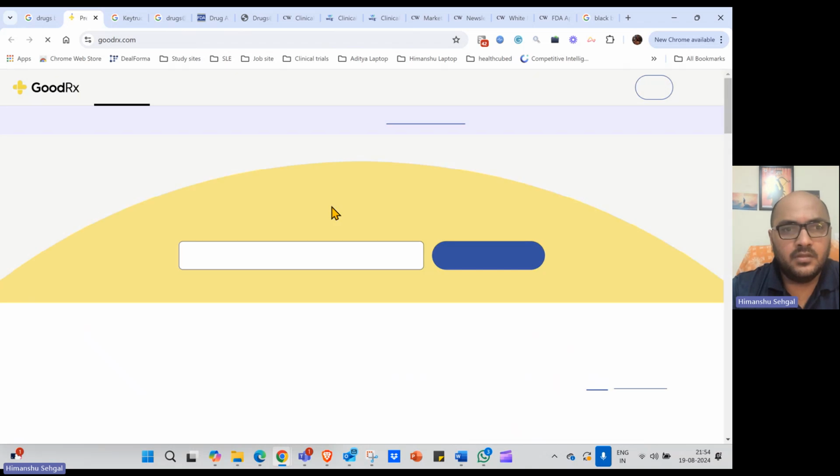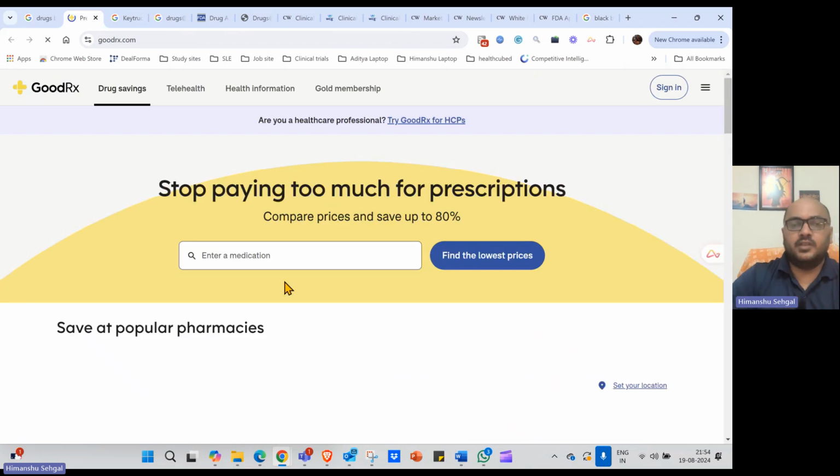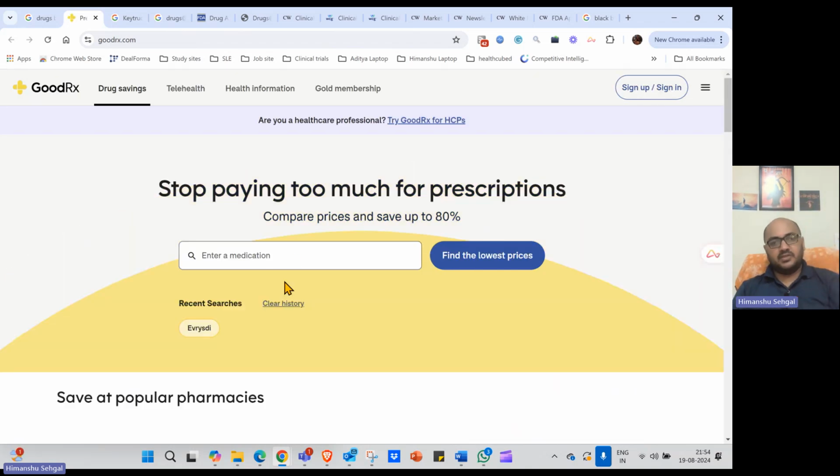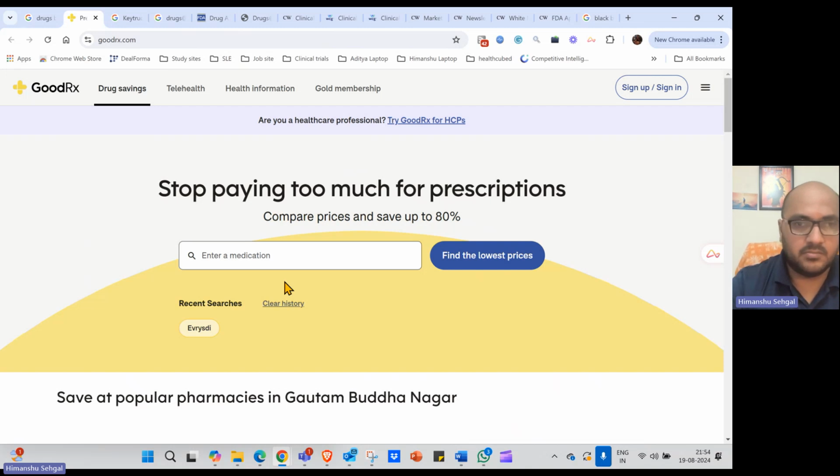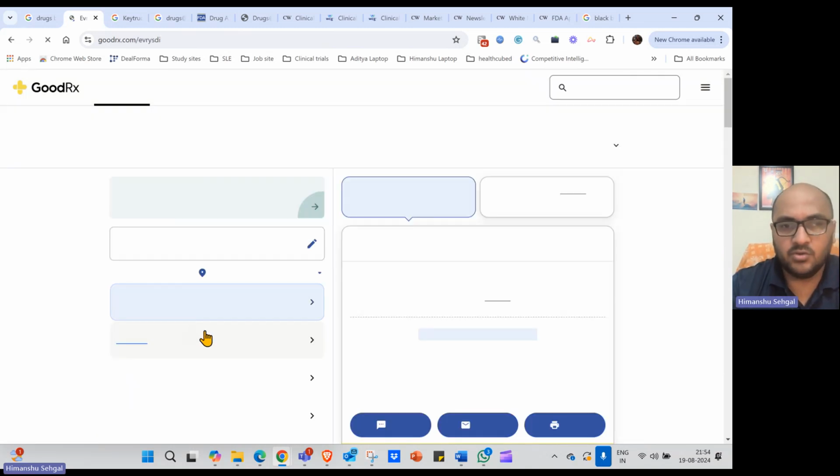Then GoodRx, again, GoodRx is a very good website for the pricing. But still, I'll tell you, GoodRx is more of an online platform for checking what product is available at what price. I don't really rely on it much, but again, it is a good starting point.